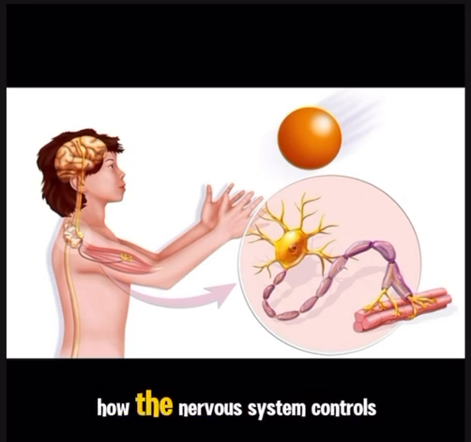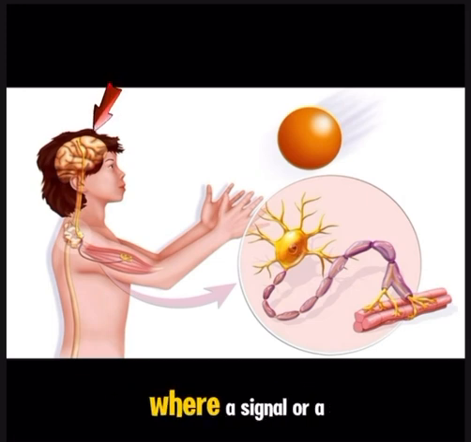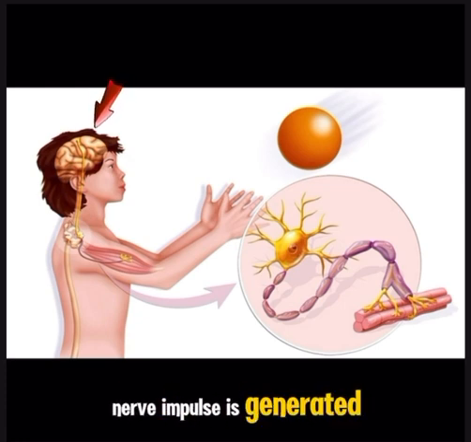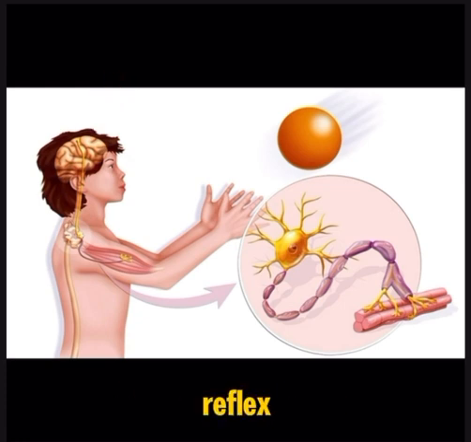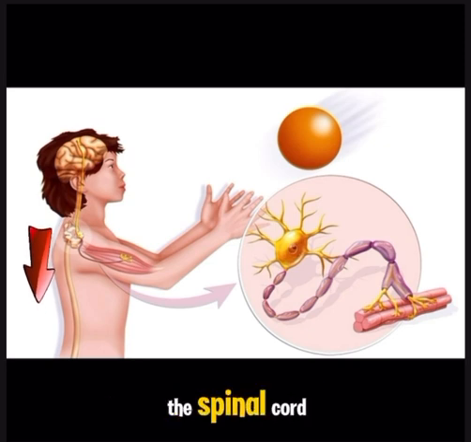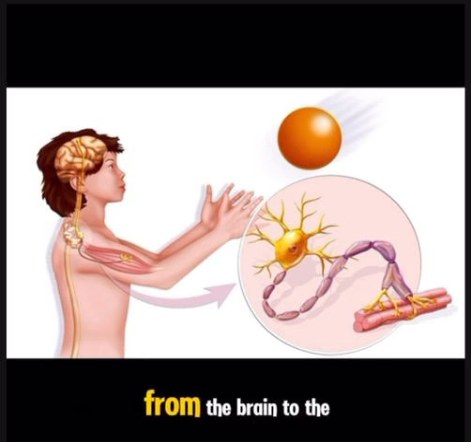We're going to be talking about how the nervous system controls muscle movement using this image. Movement starts in the brain, where a signal or a nerve impulse is generated in response to a decision or a reflex. The nerve impulse travels down the spinal cord and through motor neurons towards the muscle. This is shown as the signal pathway from the brain to the arm.